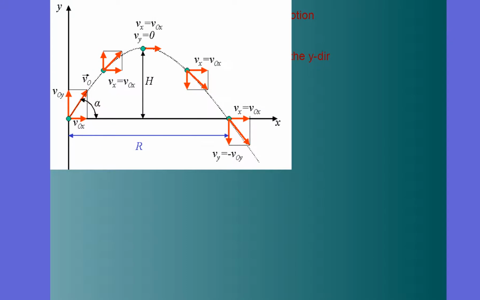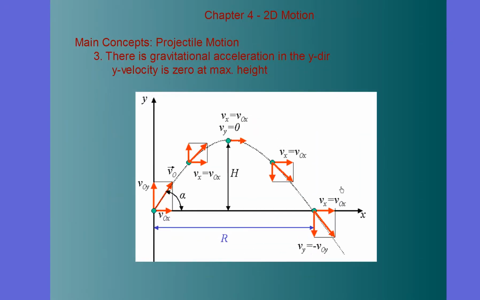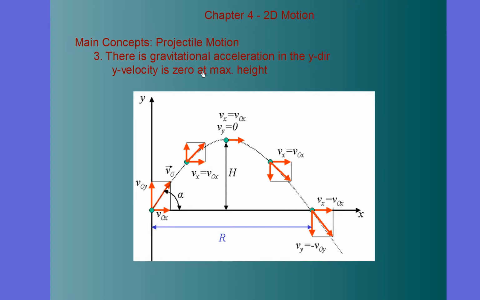In the y direction, we do have a force called gravity. Gravity is always acting down. So if something is moving up, gravity is trying to slow it down and stop it from going up. But if something is moving down, gravity is assisting it and speeding it up. And that's why you see the y vectors getting smaller on the way up until they reach 0 here, and then getting bigger on the way down and pointing down as you go farther down.